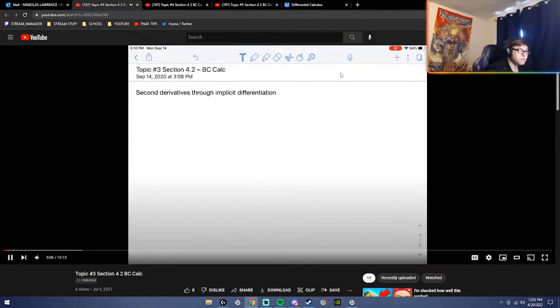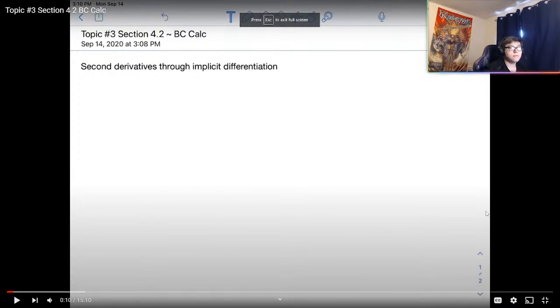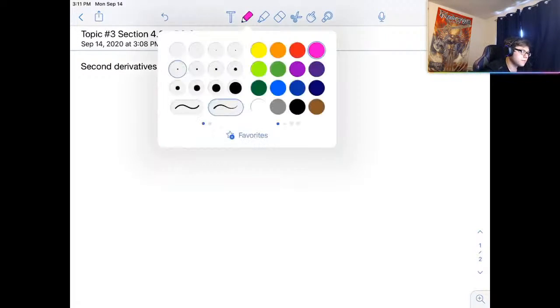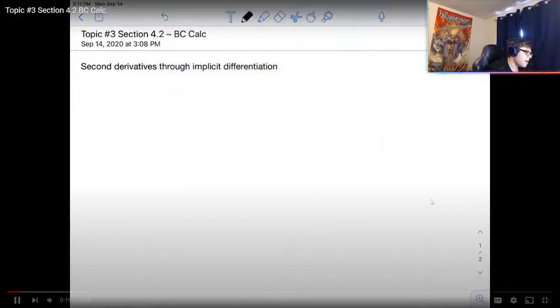If we thought first derivatives were fun through implicit differentiation, what does it mean when we have to take a second derivative through implicit differentiation? Well, we are about to find out. I have 2 examples that we're going to take a look at here.